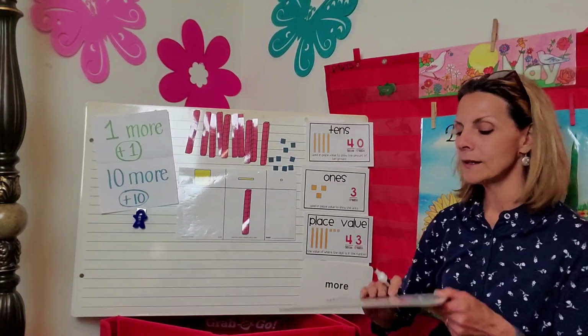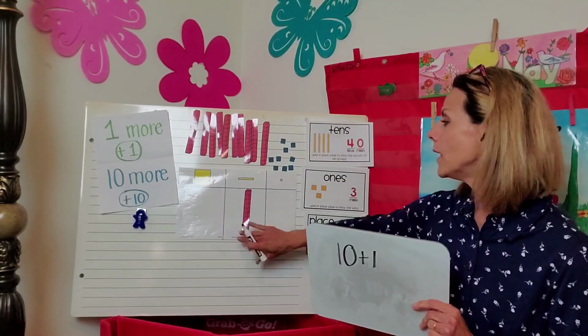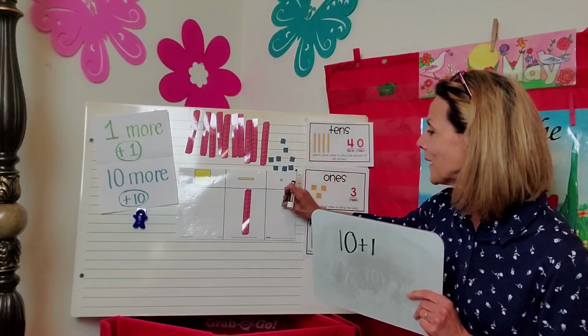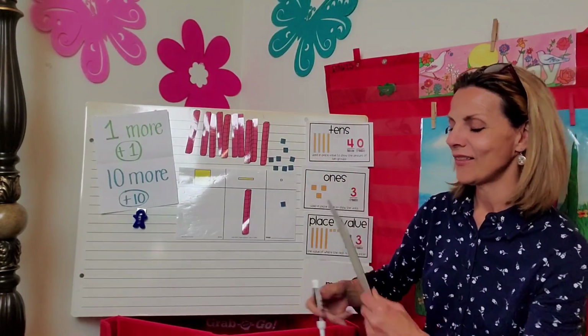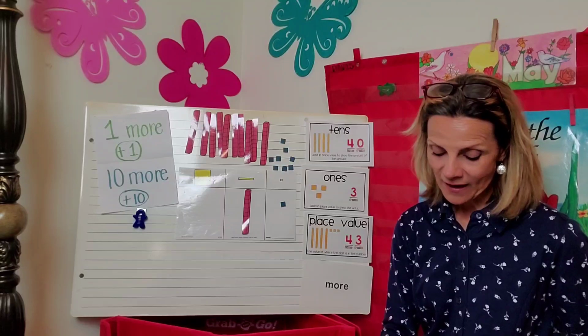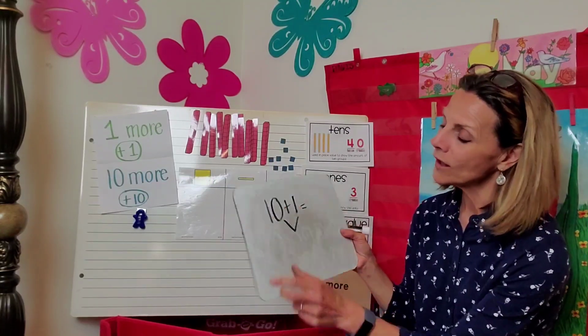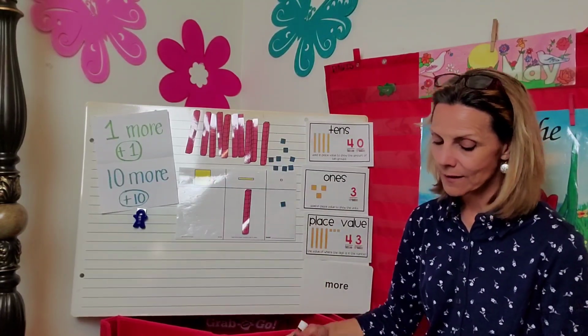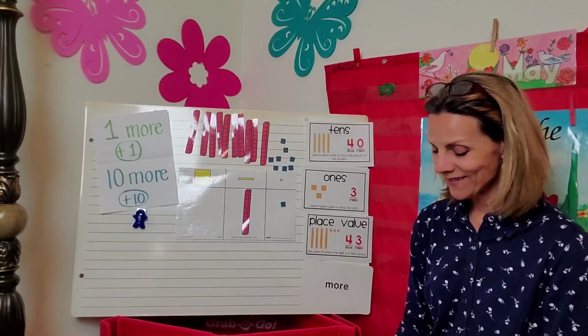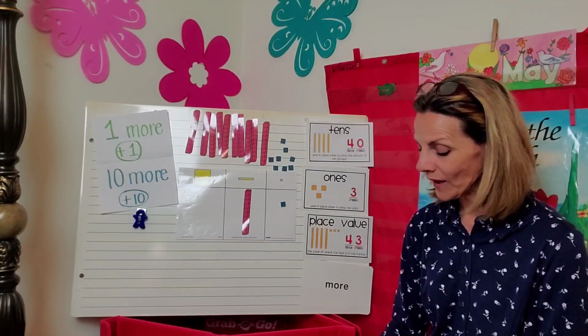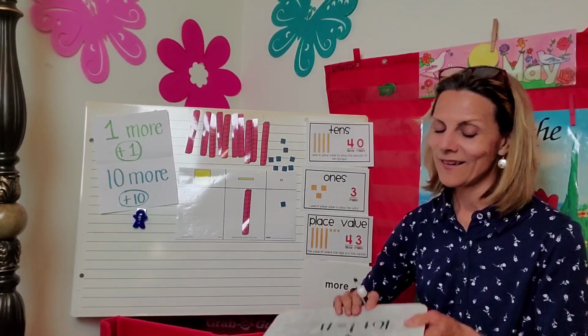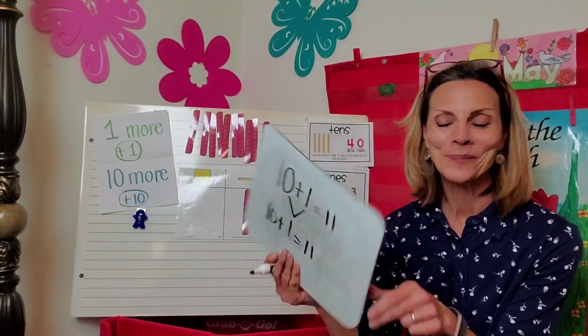10 plus 1. So there's no ones in the number 10, so let me add 1. That's easy. 0 plus 1 is 1. 10 plus 1 equals 11. Voila. Okay.